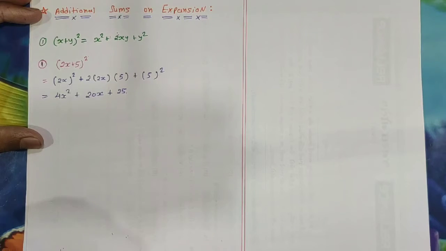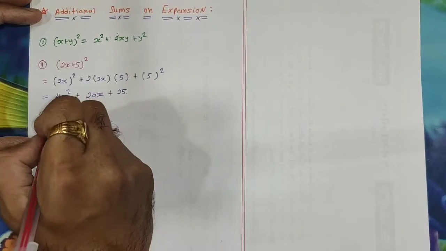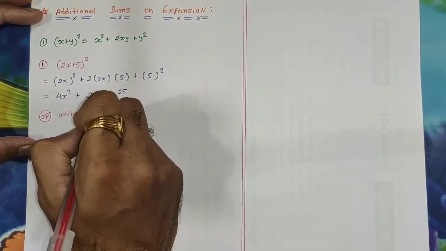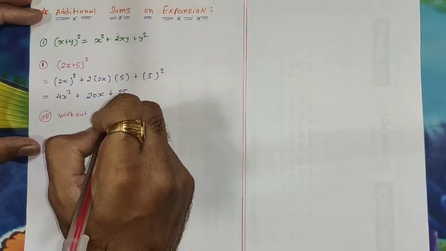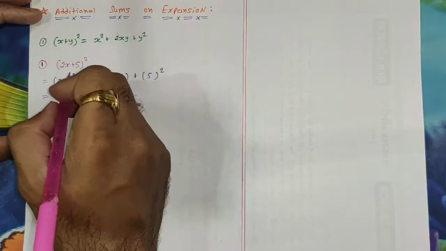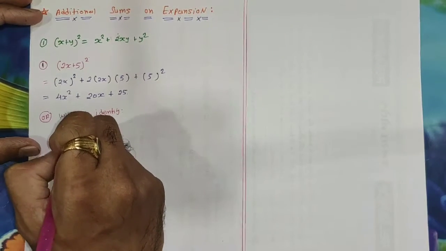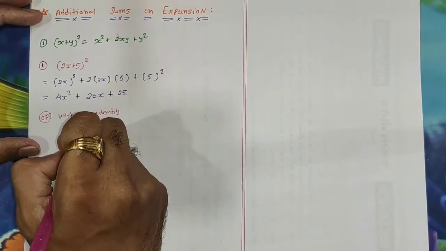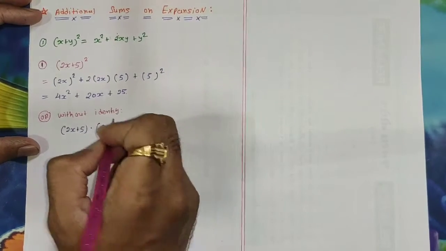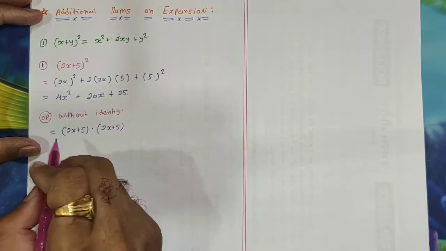This can also be performed without using the identity. If you are asked to perform the expansion using the identity, then you have to use this method. Otherwise, without using the identity, you can perform the expansion like this. (2x + 5) whole square is nothing but (2x + 5) into (2x + 5).